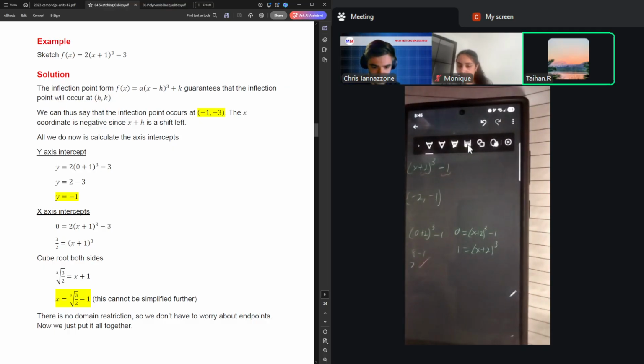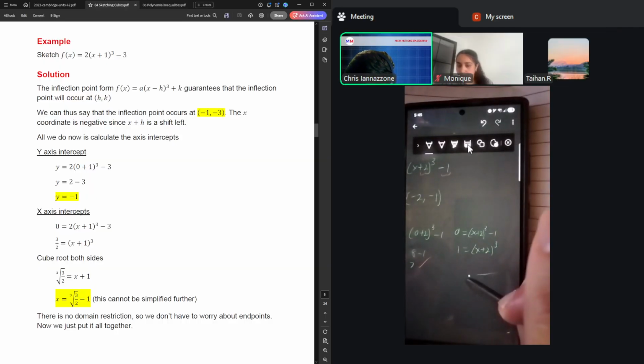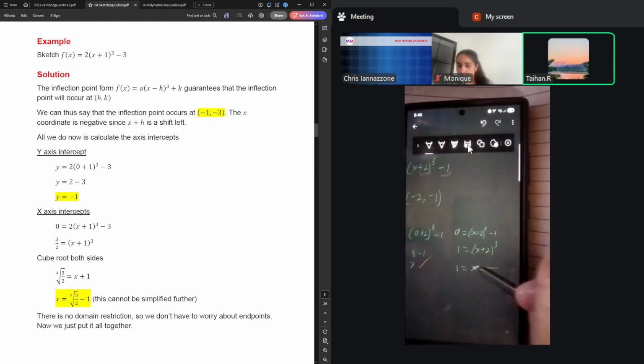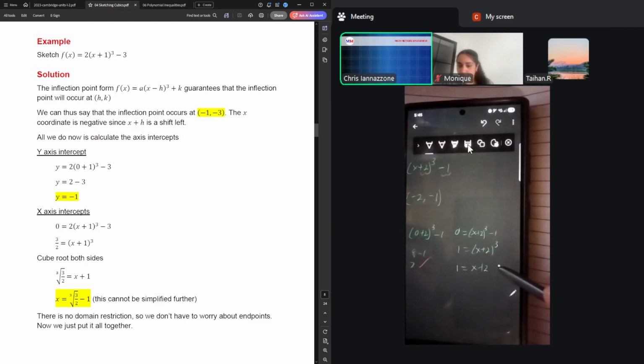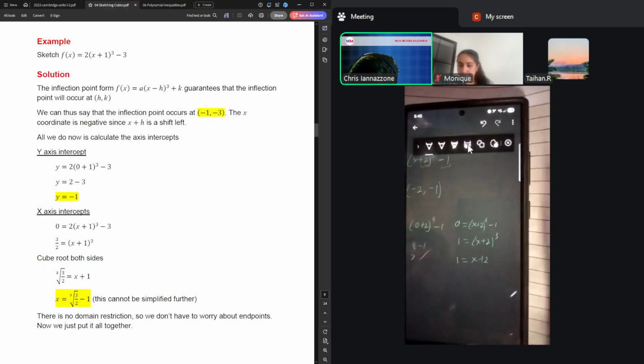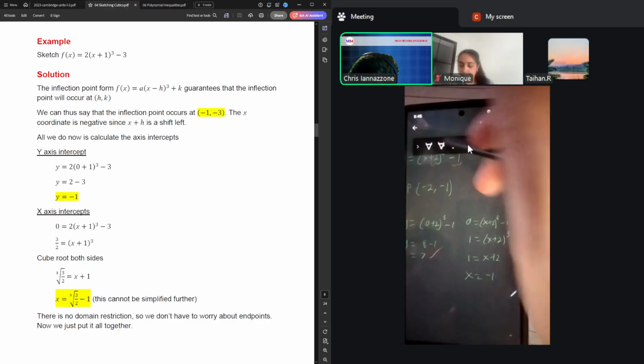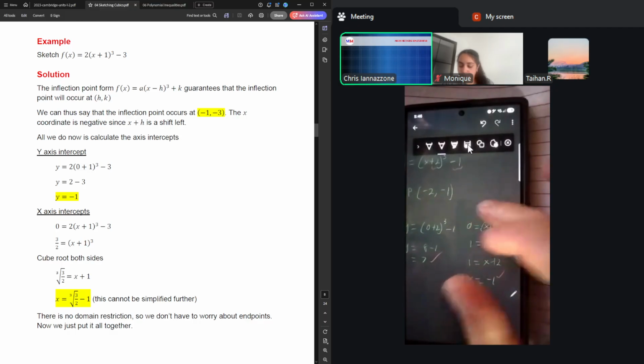Would you cube root both sides here? Sounds pretty good to me, yeah. What's the cube root of 1? Just 1. Yeah, that's it. 1's the easiest number to have there. And then just minus 2 from both sides. That's going to be x equals minus 1. Cool. Alright, I'll just pause for a bit.